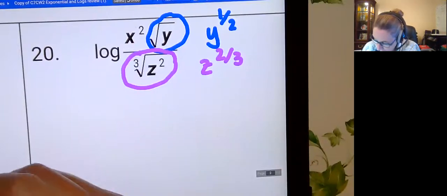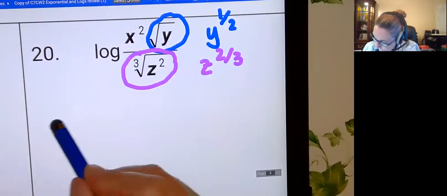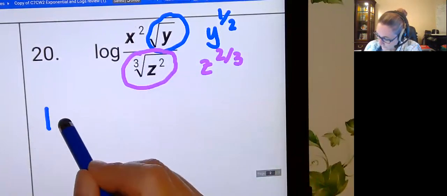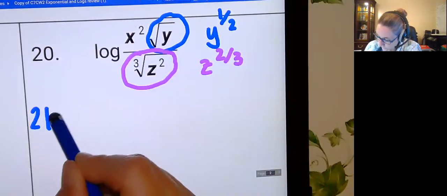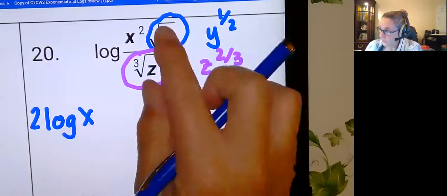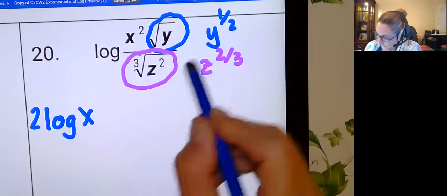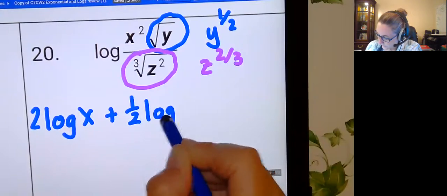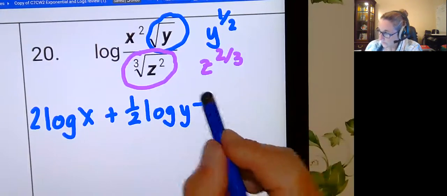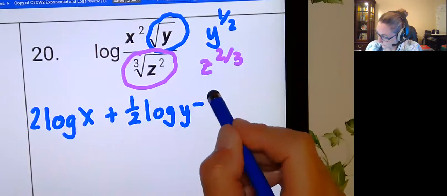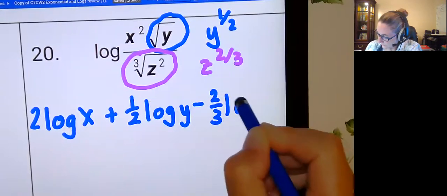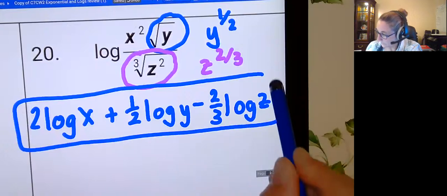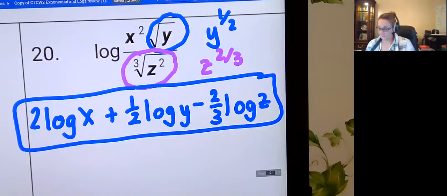Okay, so now we're going to write this as a single logarithm. I'm sorry, as separate logarithms, one for the x, one for the y, one for the z. So I'm going to have 2 log of x because the square is going to come in front. And then this is really a 1/2. So this is going to be 1/2 log of y minus, and then 2/3 log of z. And that's your answer.